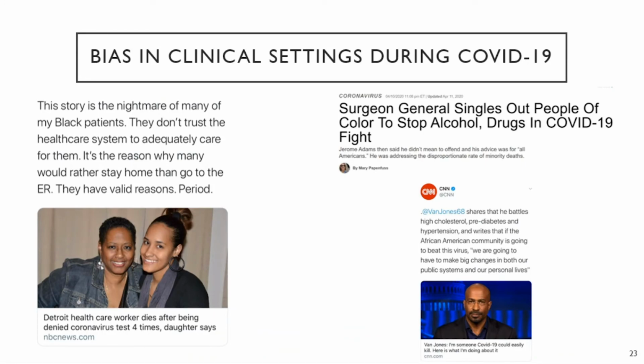In media outlets, Black Americans are raising awareness about the lack of testing and treatment in their own communities. Furthermore, people of color are being blamed for their high incidence, hospitalization, and mortality due to COVID-19. The Surgeon General has suggested to stop alcohol and drugs when asked about racial health disparities. Similarly, other public figures are asking Black communities to make big changes in their personal lives. This discourse erases the structural inequalities that hinder minority communities from having optimal health.